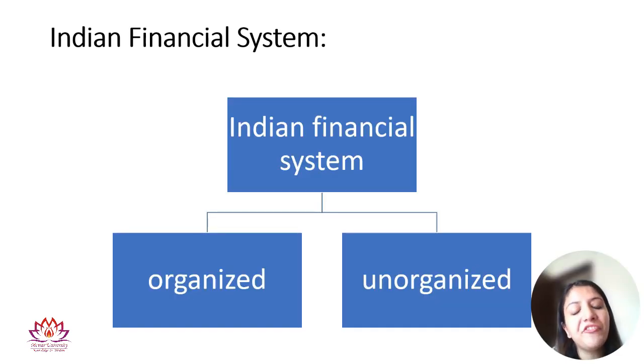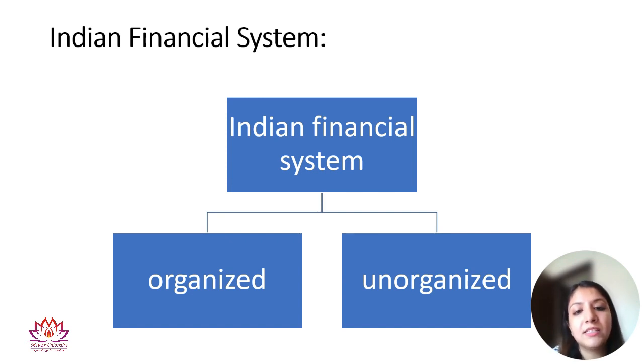Now the Indian financial system is also divided into two categories: first is the organized and second is the unorganized sector. The organized sector is also known as the formal financial system, which comes under the purview of the Ministry of Finance, RBI, SEBI and other regulatory bodies. It is an organized and regulated framework.